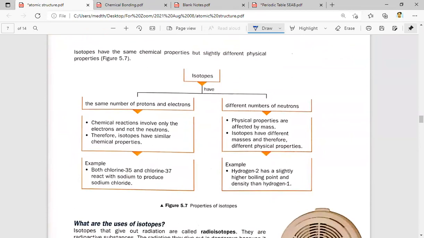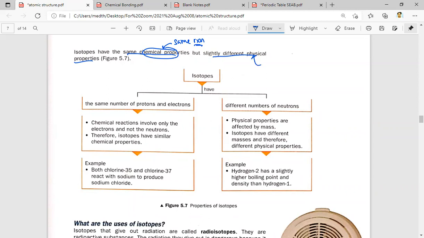Now, some of the interesting facts about isotopes is that they have the same chemical properties but slightly different physical properties. Same chemical properties means that they have the same reactions. All of them will undergo the same type of reaction. So whenever you see chemical properties, we are referring to reactions. But they have slightly different physical properties.